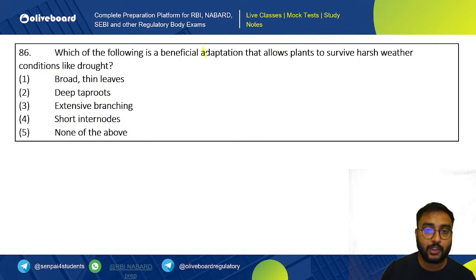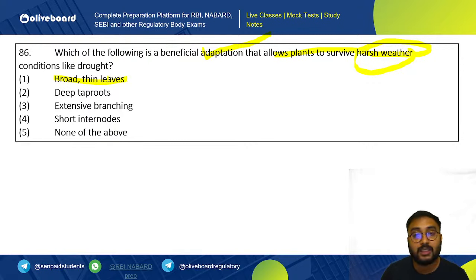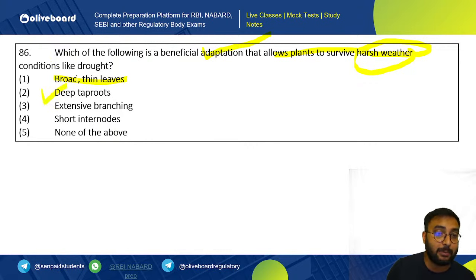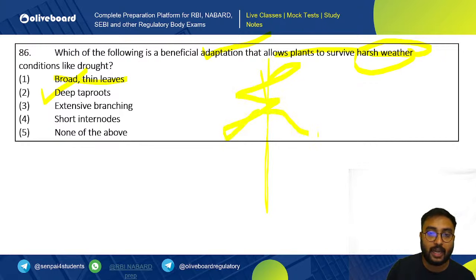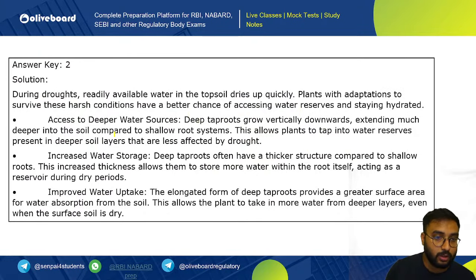Which of the following adaptations is beneficial and allows plants to survive harsh weather like drought? One thing you have to understand: broad and thin leaves, no, these are to prevent water loss through transpiration. Extensive branching, short internodes, no. Second is your answer, deep tap roots. Tap roots, that is vertical growth of the roots, help prevent drought-like conditions and let the plant access deeper water, increase water storage and improve water uptake.